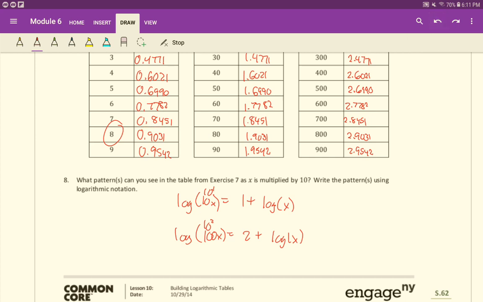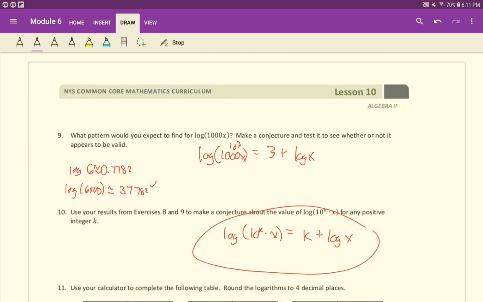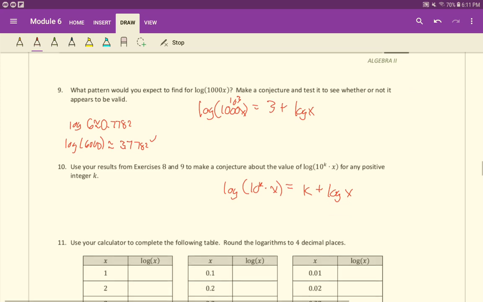If we go even further still, and we take that 8 and multiply it by 100, it takes our original answer, log of 8 is 0.9031, and it adds a 2 to it, 2.9031, which makes sense because multiplying by 100 is a power of 10 to the 2, right? 10 squared is 100. So in general, we could say that if you take the log of a number x and multiply it by some power of 10, that's equivalent to taking that power of 10, the k there, and adding it to your original log of x.